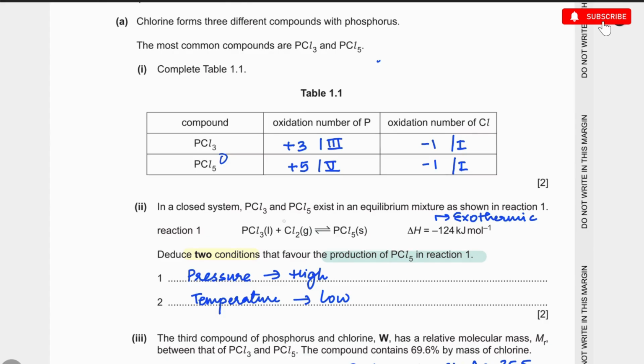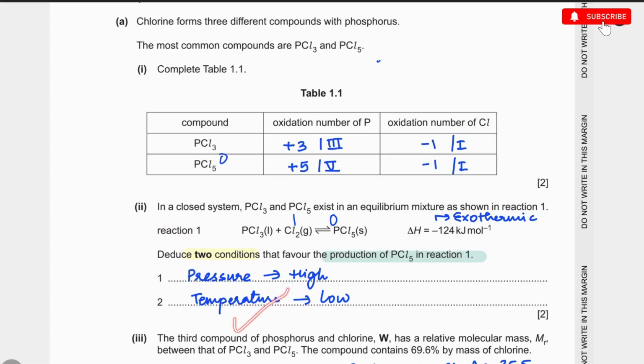Whenever there is 1 and 0, we have to take the pressure higher. Why? Because the equilibrium will shift to that position where there is a lesser number of moles. So over here we can see there is a lesser number of moles for PCl5. So yes, we have to increase the pressure. Once we increase the pressure, the equilibrium will shift towards the right-hand side, which will give me PCl5 production. Okay, so pressure needs to be high.